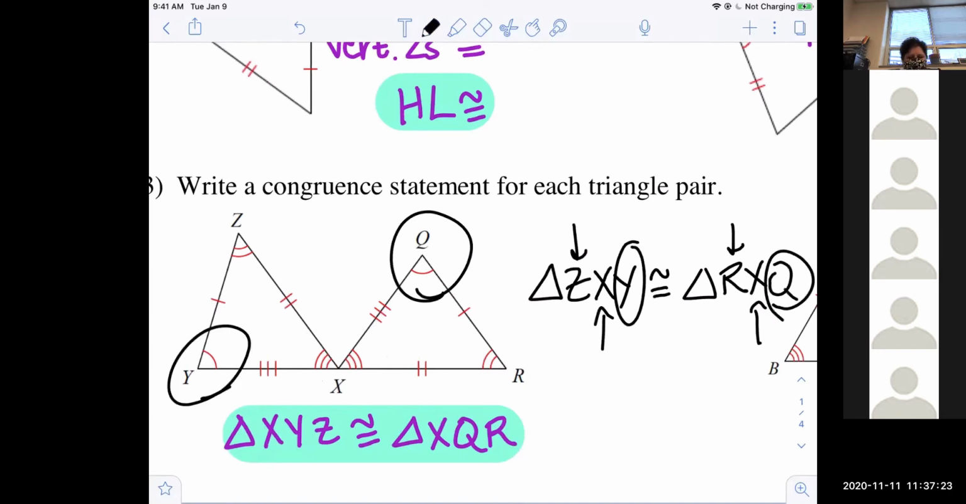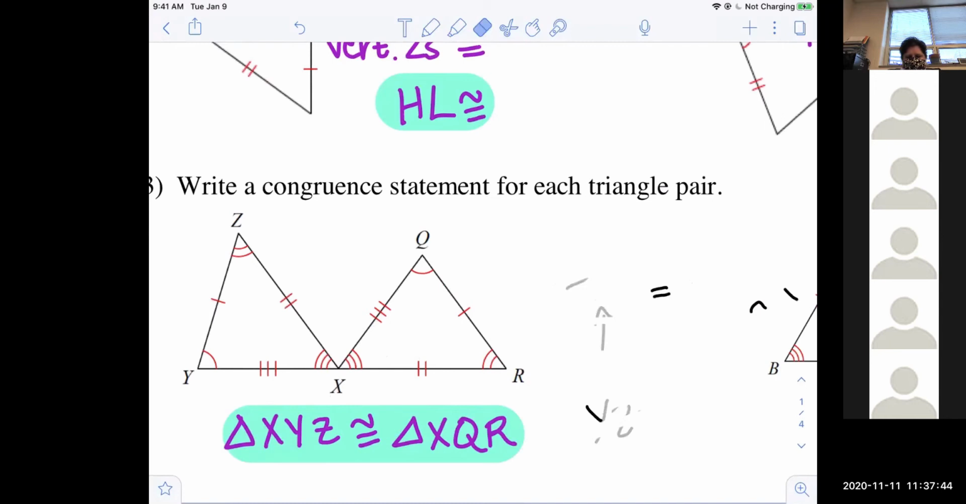Okay, you can also check your answer if yours is different than mine. Let's say you have YZX. If you go QRX, do the same pattern and it should match up. So you might have a different congruent statement than I do, but it could still be correct. It just depends on the order of your letters because the vertices have to match up. Now again, on this one, notice the X matched to X because they both have 3 marks on them.